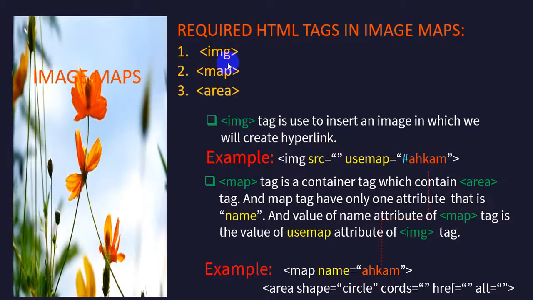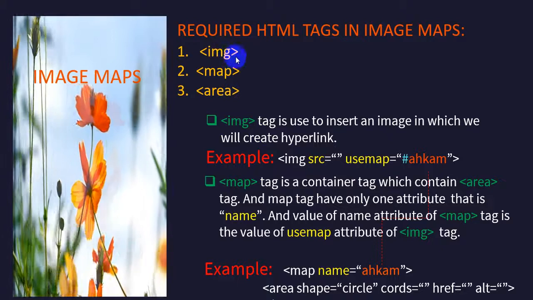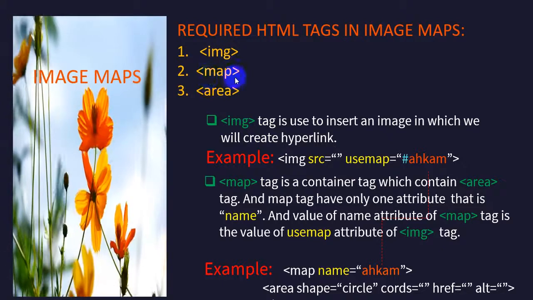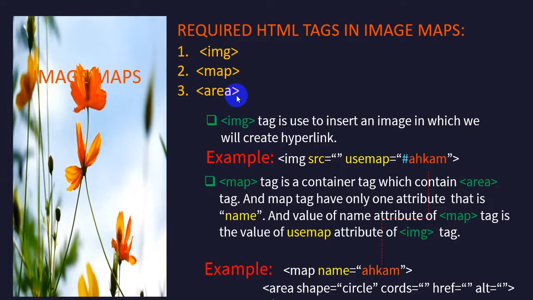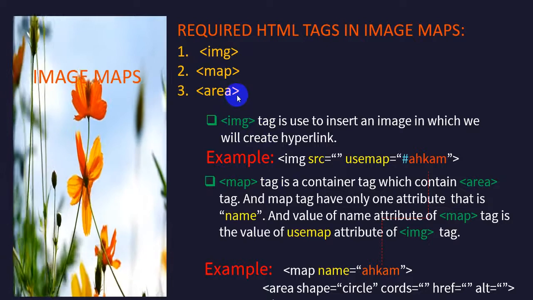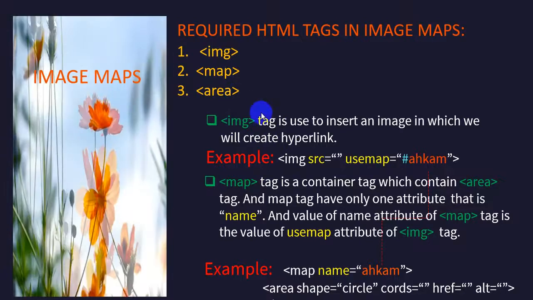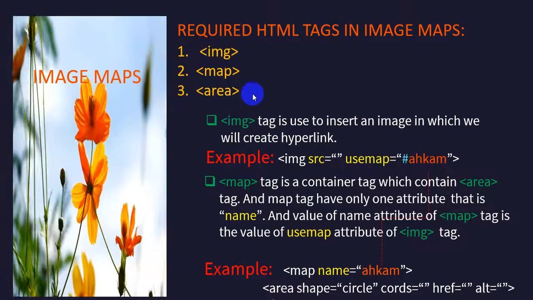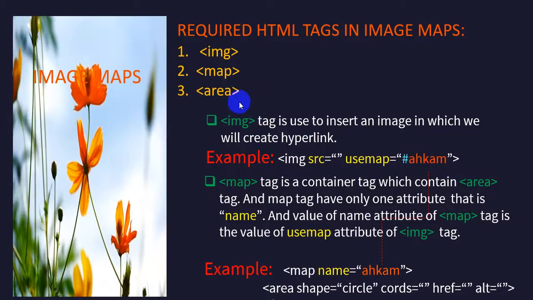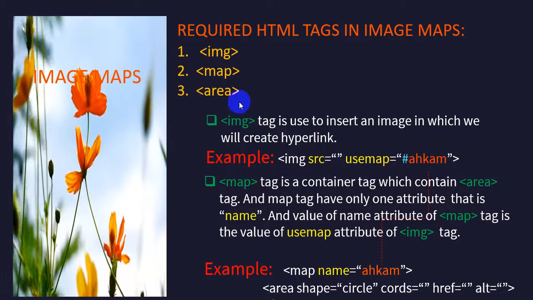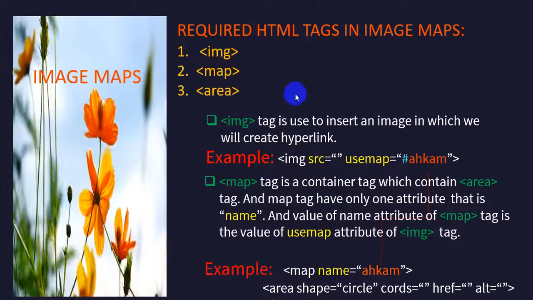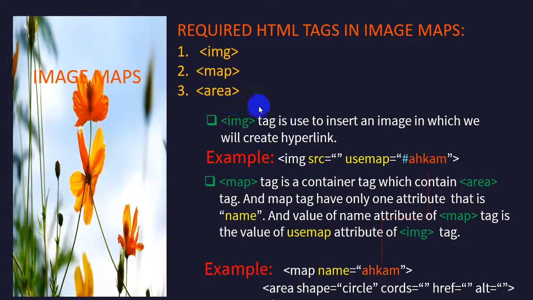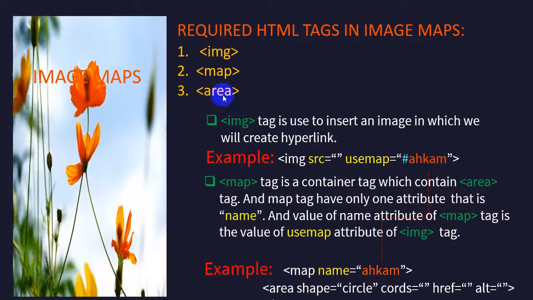So the basic thing is that first we have to insert an image file, then we have to take a map, and inside that map we can add multiple area tags. Every area tag will say which type of shape we are going to create, and on that particular shape we will create a hyperlink, or make some hotspot, and at the same time we will assign the page URL by using different attributes of the area tag.